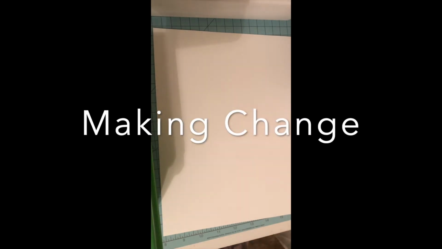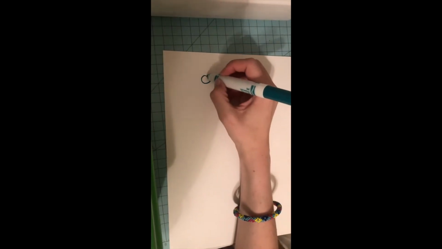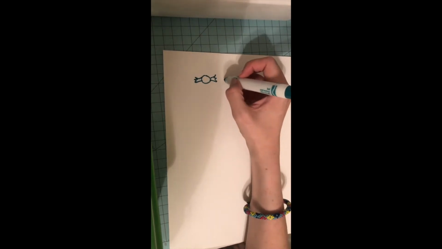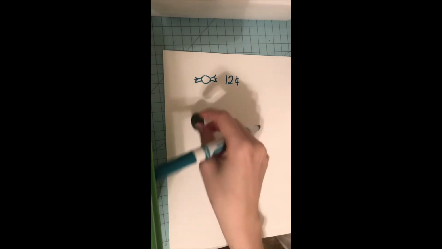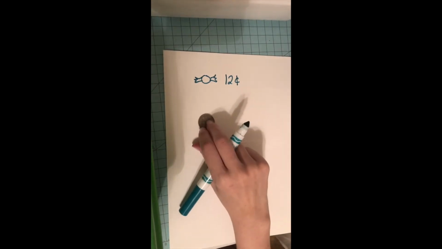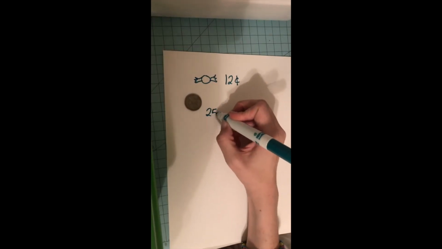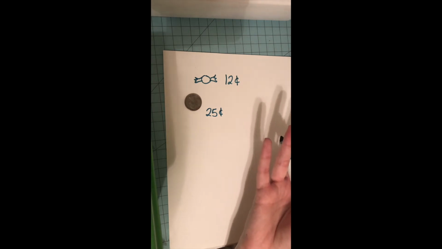Let's talk about making change. So let's say that one little piece of candy, so here's my candy, is 12 cents. Well, I only have a quarter in my pocket, so I pay with a quarter. Well, a quarter is worth 25 cents. How much change am I going to get back?